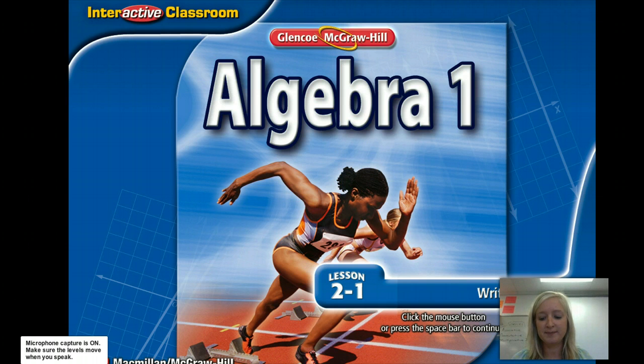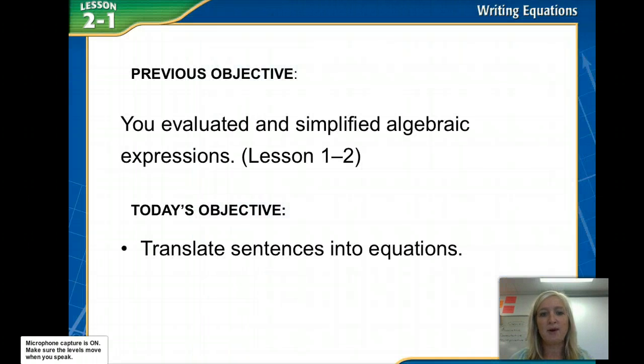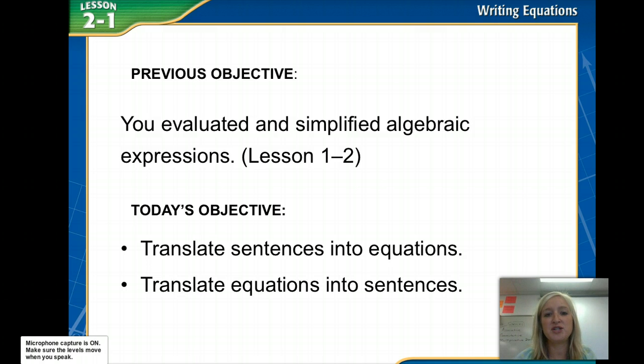So let's get started. Our previous objective, we evaluated and simplified algebraic expressions. What I want you to write on the top is your objective. We have two objectives today. One is to translate sentences into equations, and the other is to translate equations into sentences. So I'll give you a minute to copy these down, and then we're going to get started.